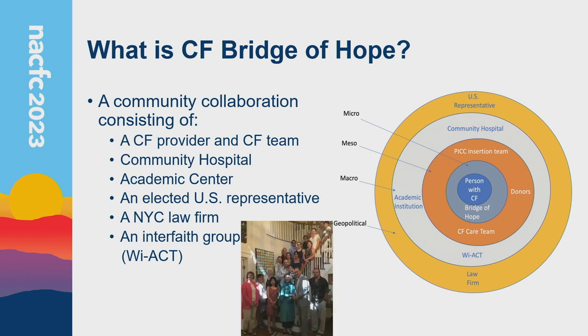So to better understand this, the picture testifies to this diagram. The patient is at the middle, and all the volunteers, for example, the Ukrainian translator we had, the Chinese donor, the Polish IT, and all the volunteers are there to help the patient and the family. The success of CF Bridge of Hope is really a lot of collaboration, communication, and teamwork. So that is so important in this entity.